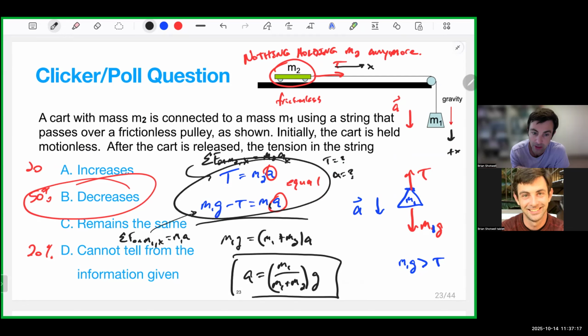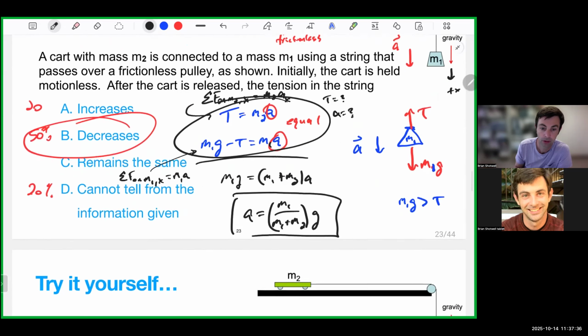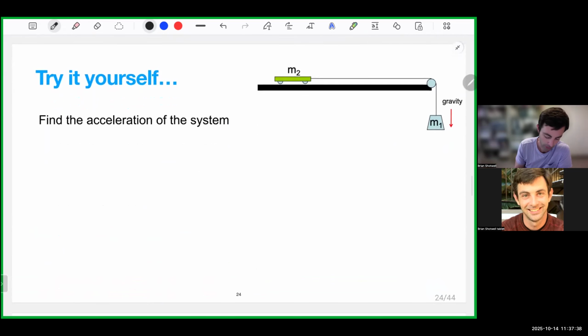the T's cancel out. The T and the minus T cancel out. So that's one of our unknowns that just disappears, and we're left with just one unknown, the acceleration, that we can solve for. We can solve for the acceleration, which is downwards for M1 and to the right for M2. And this is the magnitude of that acceleration. Okay, so we did that one. Done.